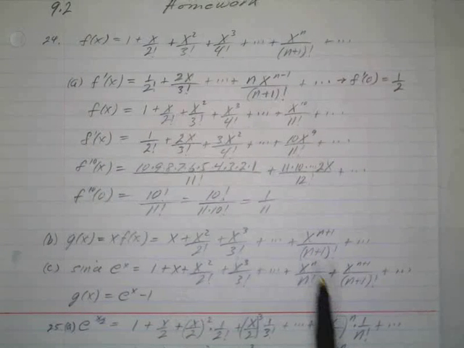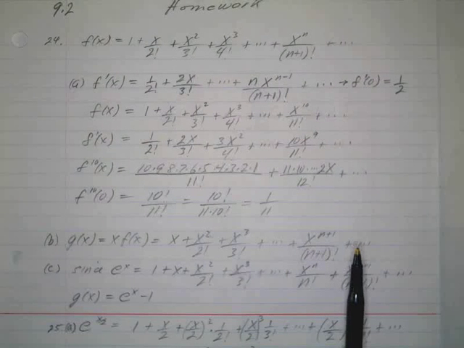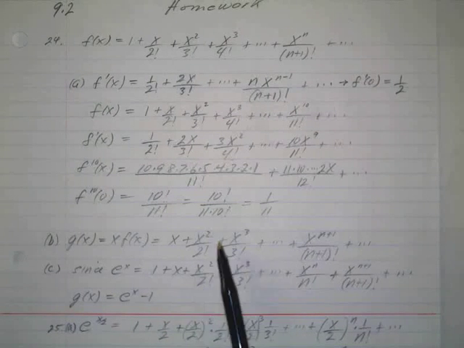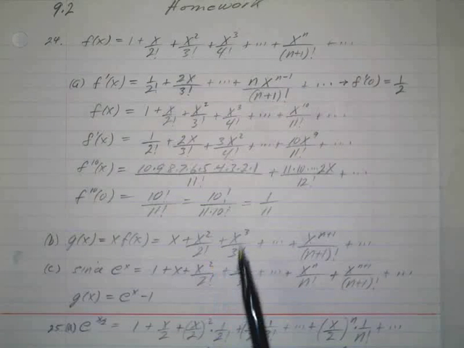But the C part, write G of x in terms of a familiar function without using series. Well, this is e to the x, right? We know that, and it looks very similar: 1 plus x plus x squared over 2 factorial plus x to the third over 3 factorial, etc.